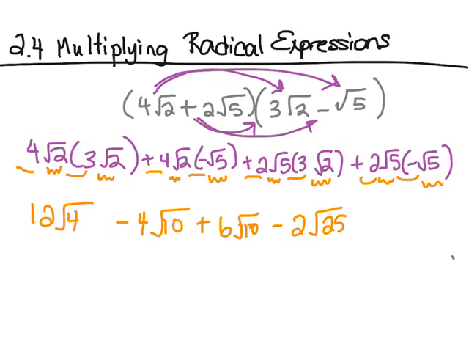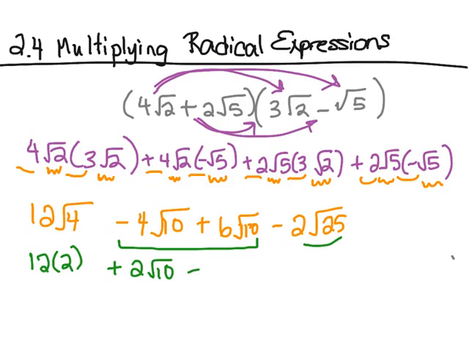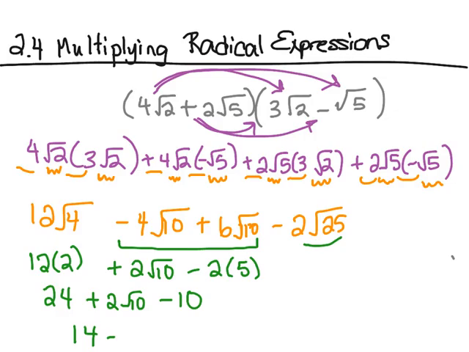Now from here we're just going to simplify. So the square root of 4 is 2, so we have 12 times 2. These are like terms and they have the same radicand, so we are going to add them together. So negative 4 plus 6 is 2 root 10, and the square root of 25 is 5. So we have 24 plus 2 root 10 minus 10. So our final answer is 14 plus 2 root 10. And that's as simple as it can be.